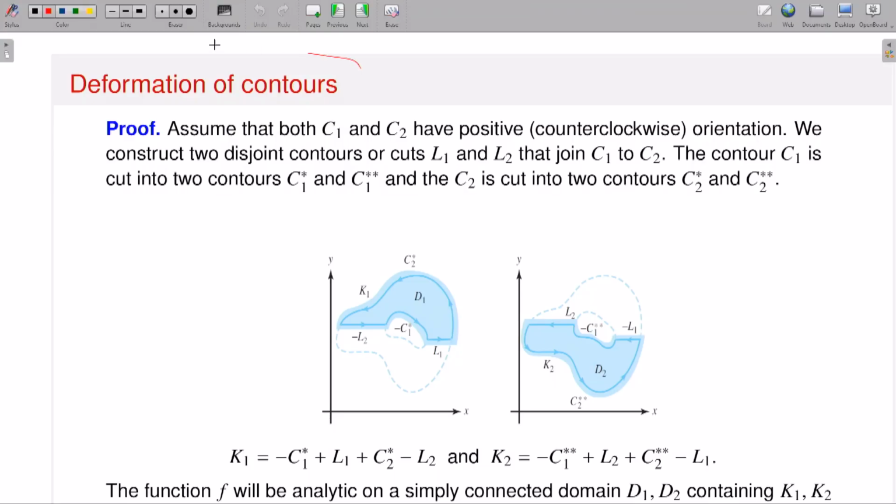So that means if I have a multiply connected domain, the idea is that you just break your multiply connected domain into two parts. Each part will be simply connected. There you apply what is called Cauchy's theorem or Cauchy-Goursat theorem. So that's what I have done. So this is the proof of deformation of contours.